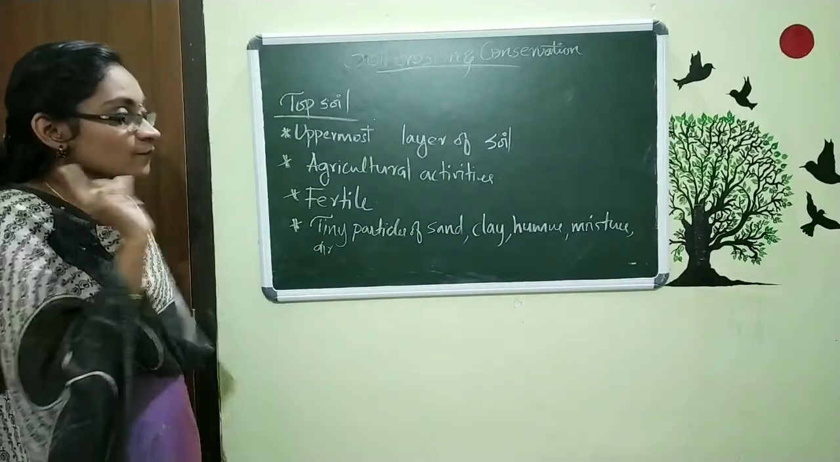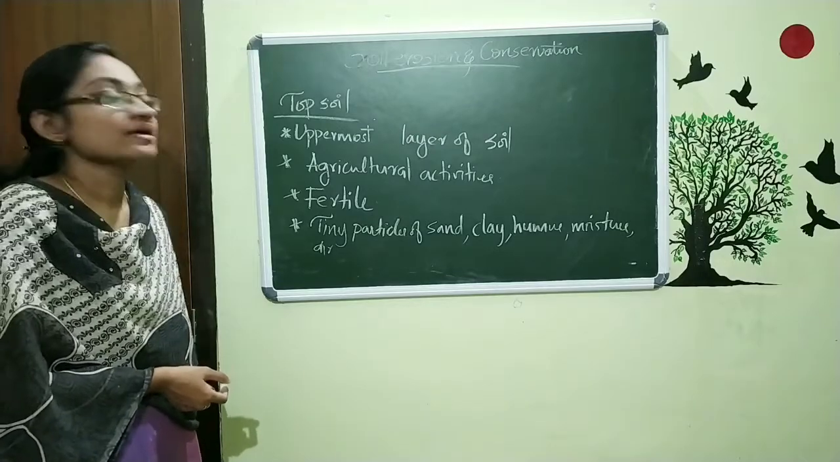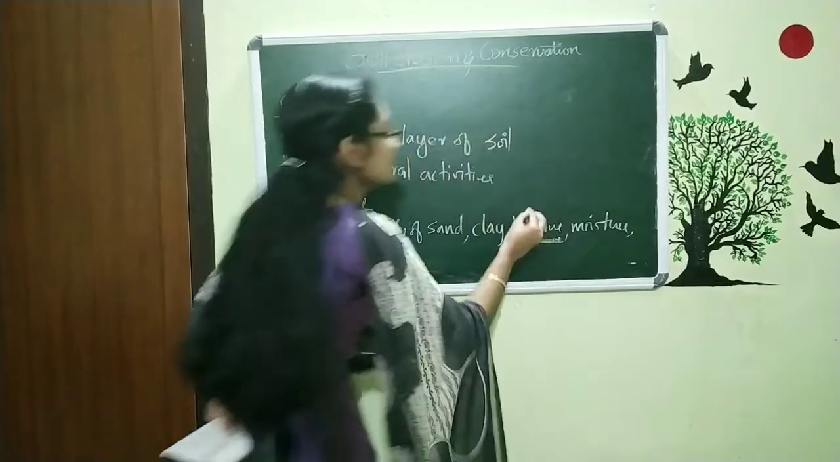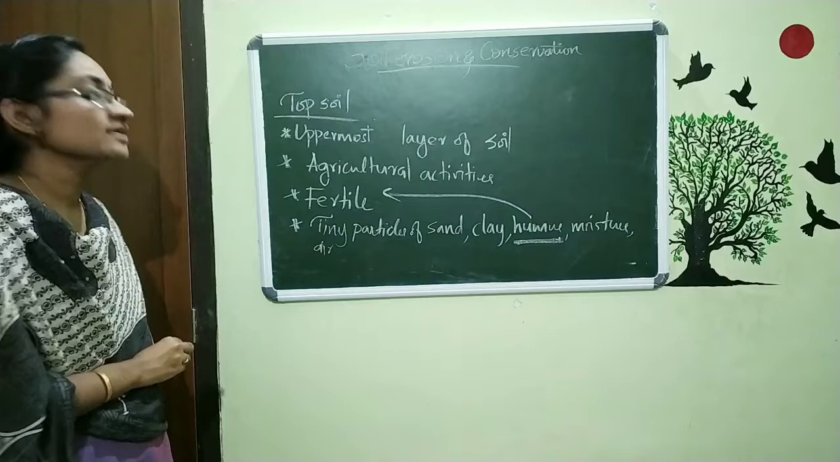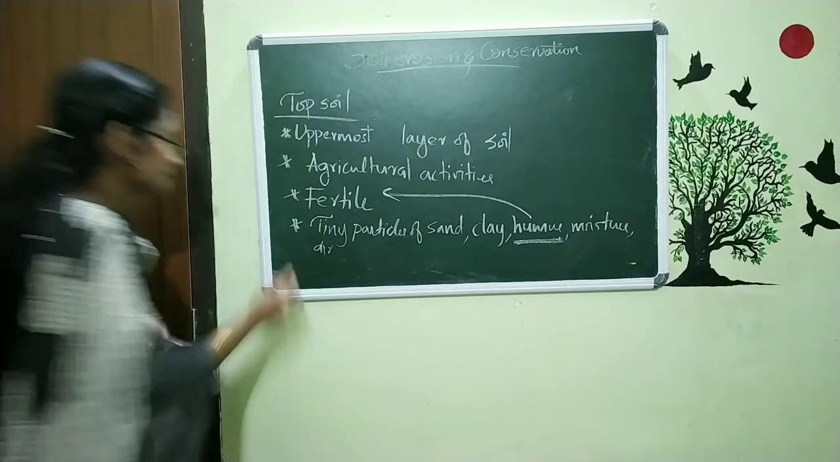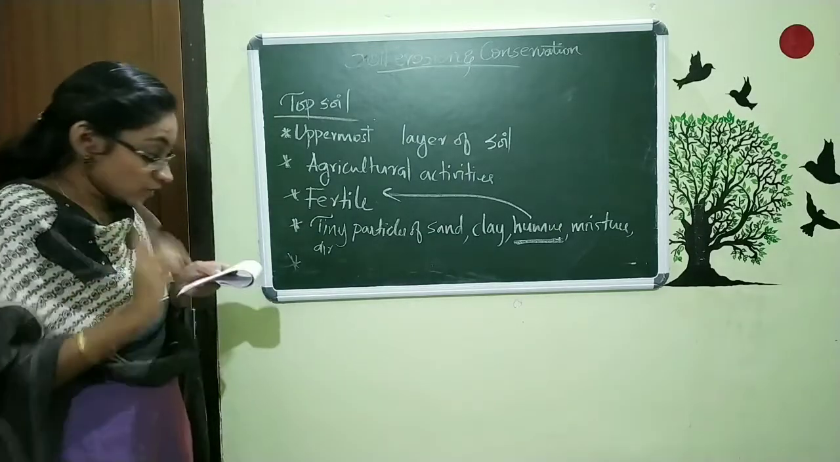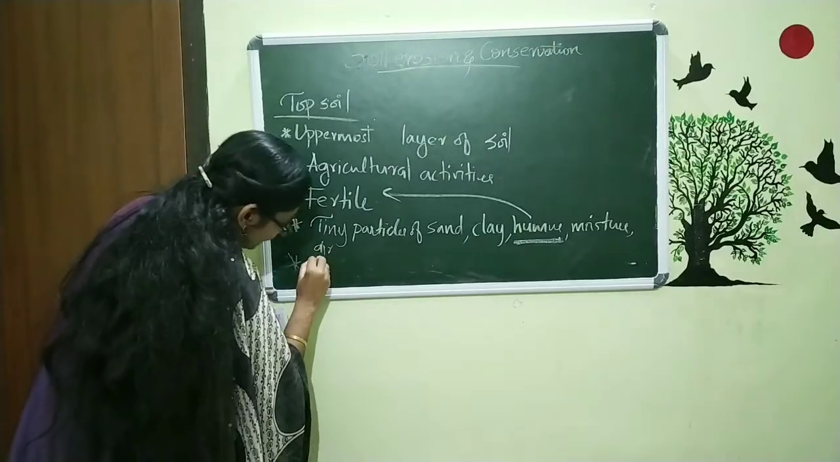Within this, one thing makes the soil fertile. And who makes it fertile? Actually, the humus makes the soil fertile. The humus makes the soil fertile. So these are the important things about the soil. And one more point is that the topsoil gives essential nutrients for the plants.